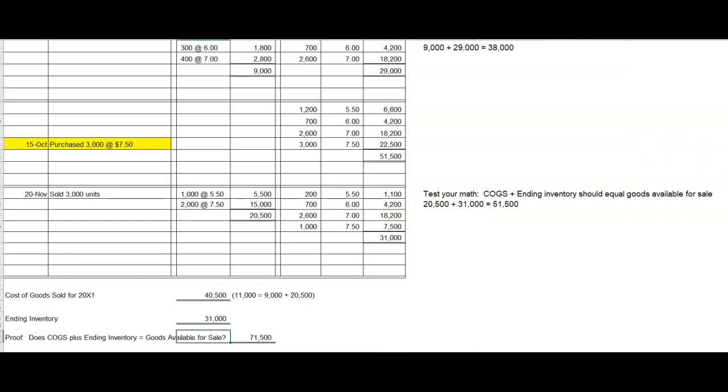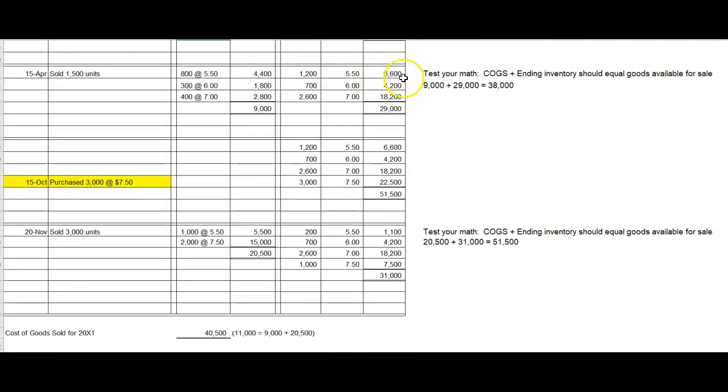The first thing I did was to carry down these 3 layers of inventory left over after the April 15th sale. Then I added the new layer of 3,000 units purchased on October 15th at a cost of $7.50 each, for a total of $22,500 for that layer. I added up all the layers and determined that under specific identification, we had $51,500 of merchandise available for sale after the October 15th purchase.